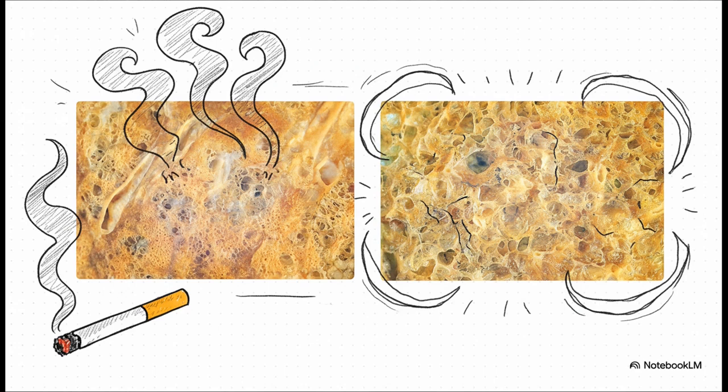On the left, you see the centriacinar pattern, which is typical of smokers. The damage starts in the center of the lobules. On the right is the panacinar pattern, where the entire acinus is damaged. We often see this in a genetic deficiency.